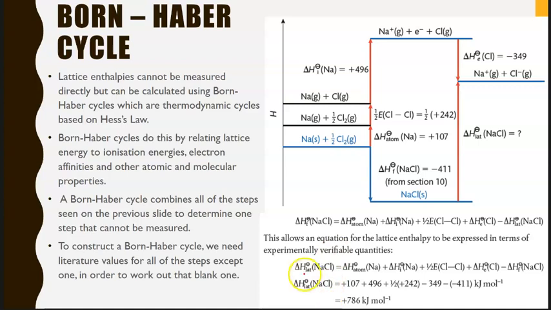So if we want to find this, we add them all together. We're going to get each of the values from the data booklet, substitute them in, and we will find that the lattice enthalpy is 786 kilojoules per mole, and it is going to be a positive value. That's this delta H of the lattice enthalpy, this one here, which is going to be a positive value because it is defined by IB as being the endothermic process.